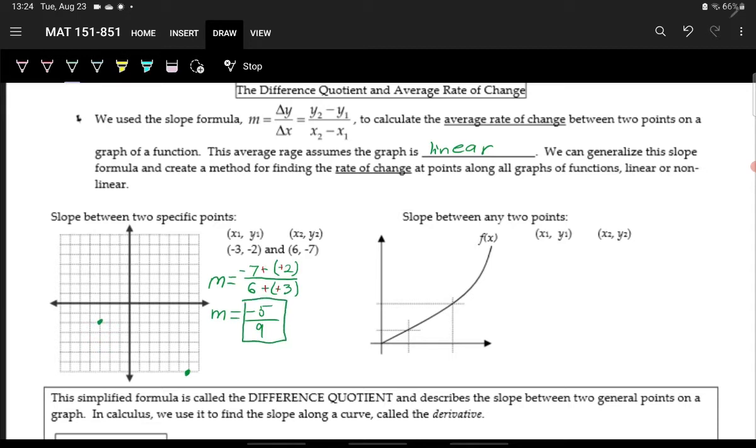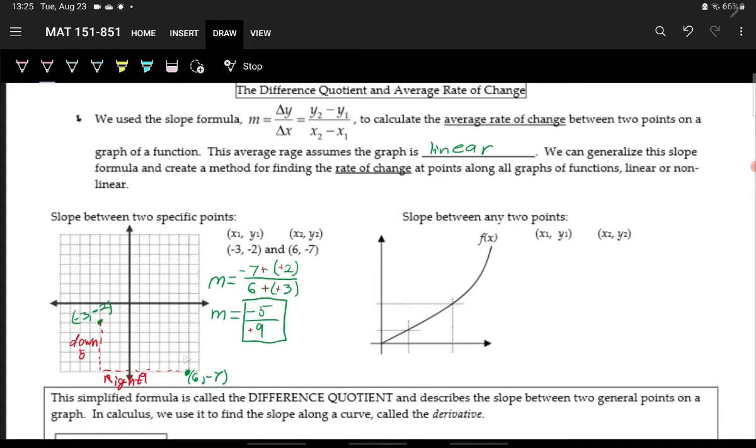But what does that actually mean? Well, -5 is the change in the y values. So if we look at the change in the y values, that means from the first point, from -3, -2, let's label these points. So from the first point, we go down by 5 to get the same height. So it is a lowering by 5. So we go down 5. And we go to the right, because it's positive 9, we go to the right by 9.